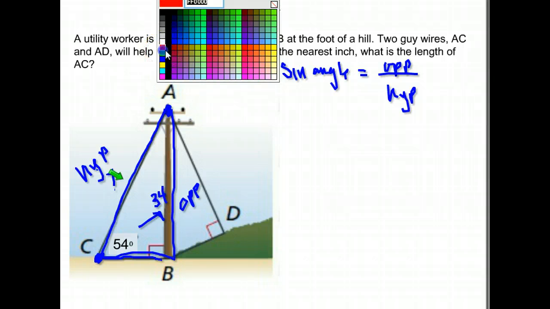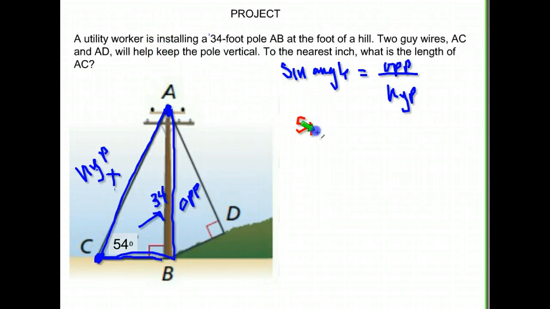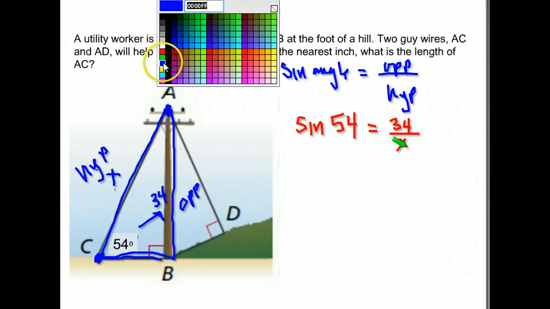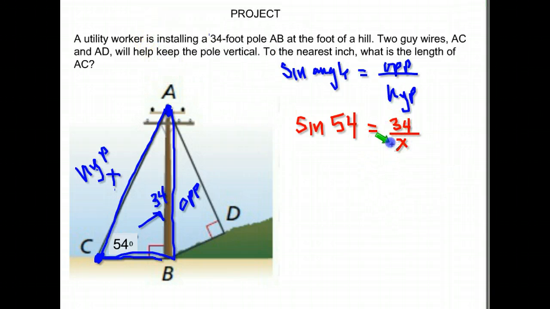We write our specific equation down with our information. Sine of the angle, what's the angle? It's 54 degrees. Equals the opposite side, 34, over the hypotenuse, x. Now we need to solve this equation for x. We go one step at a time. First thing, if x is in the bottom of the fraction, the first thing you have to do is multiply by x on both sides so that you can get it out of the denominator of the fraction.